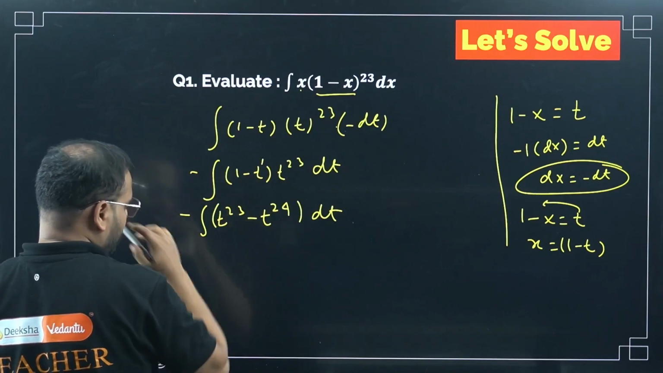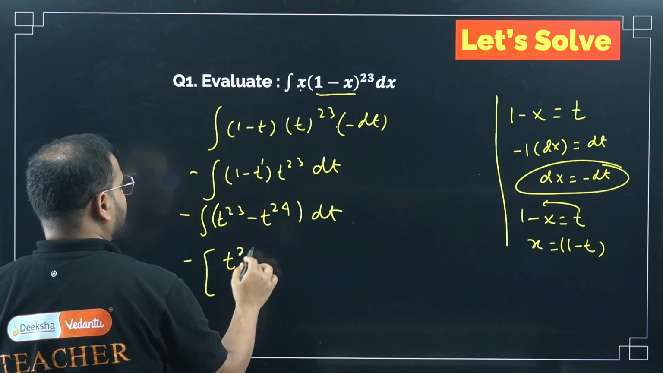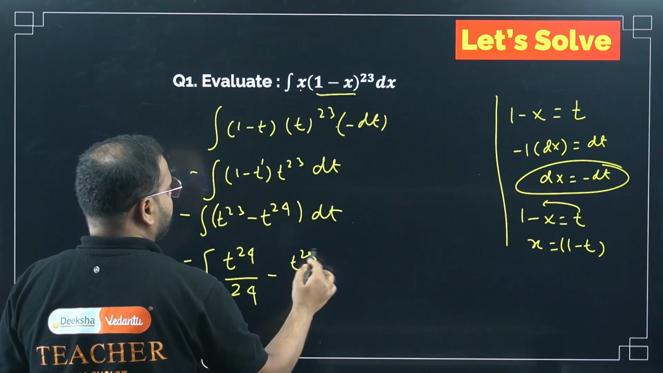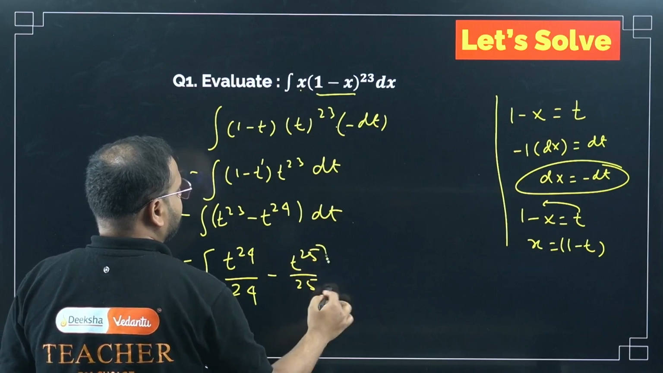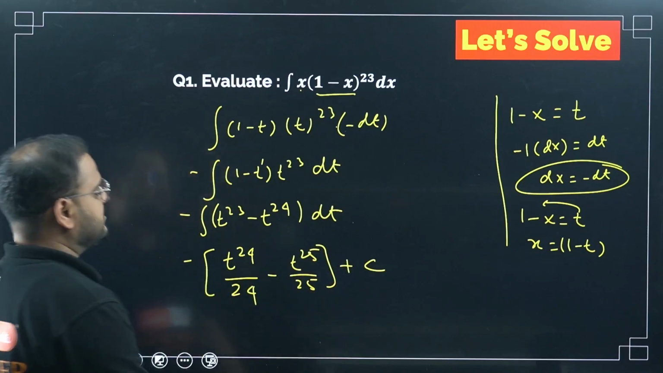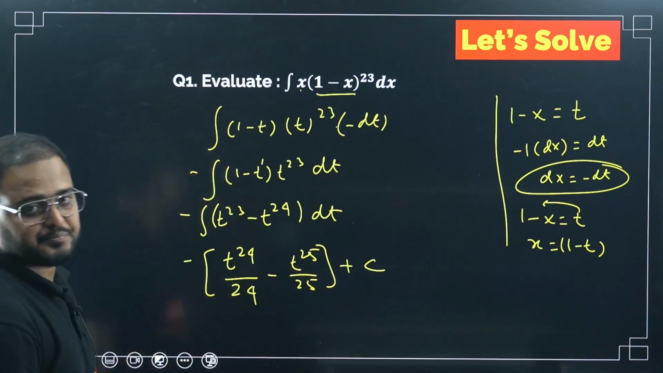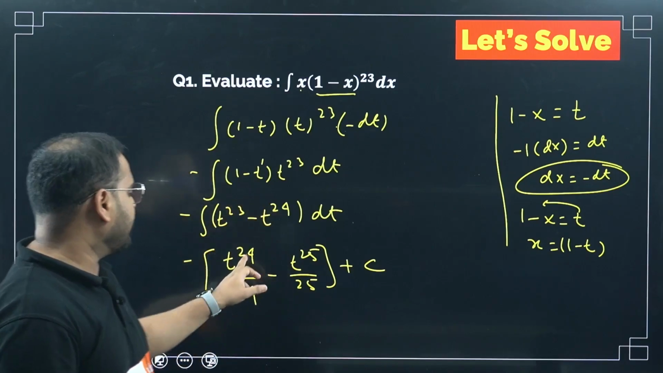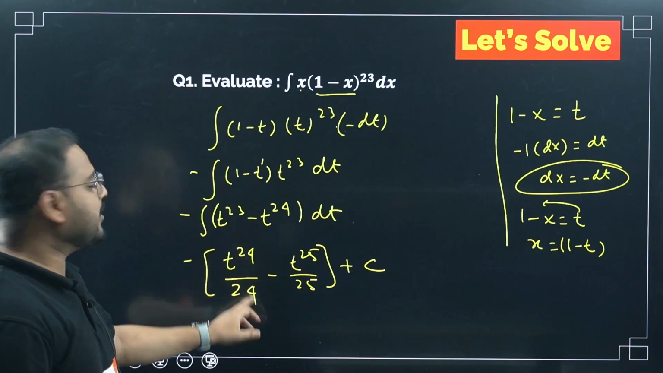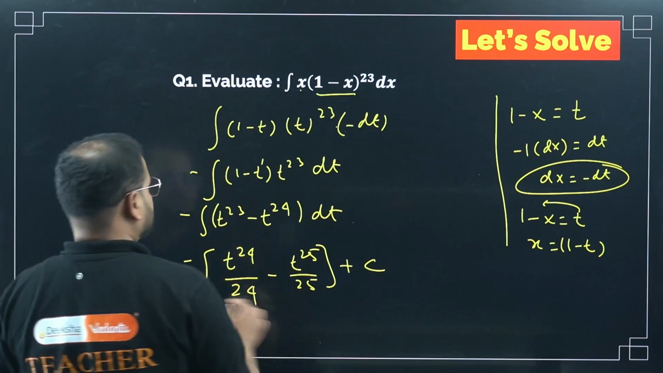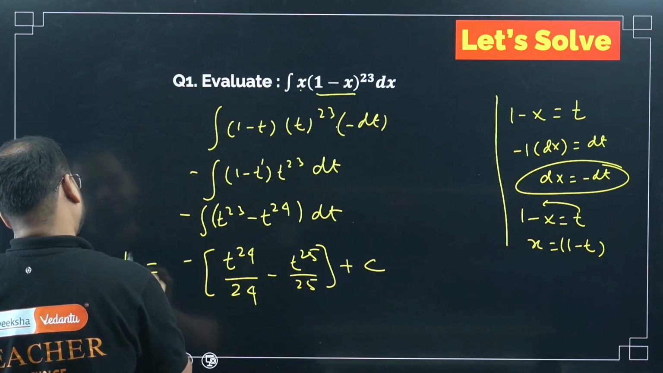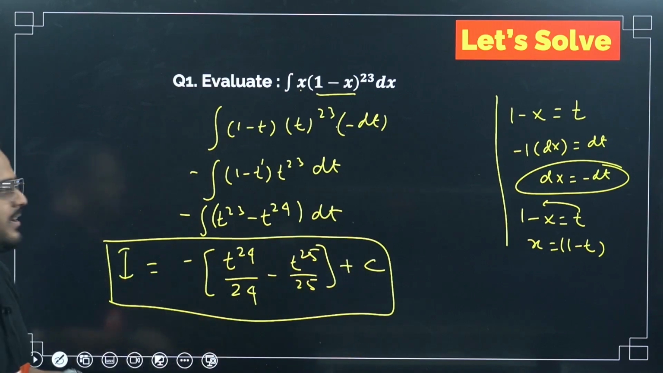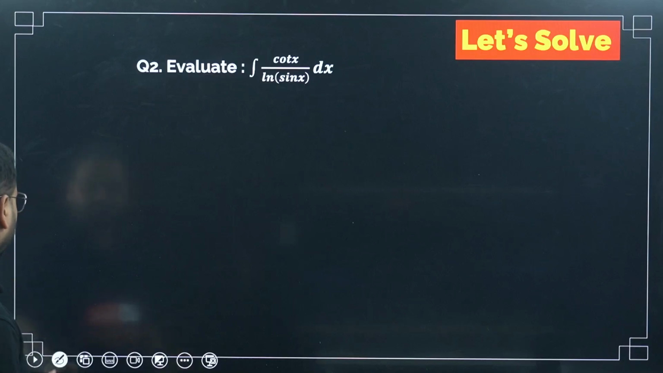What is this integration going to be? Minus sign, t power 24 upon 24, and this is going to be minus t power 25 upon 25, plus c. This is my answer. Integration of x to the power n is x to the power n plus 1 upon n plus 1. Same thing is here. This is my final answer, my final integration. Okay, moving on. Question number 2.